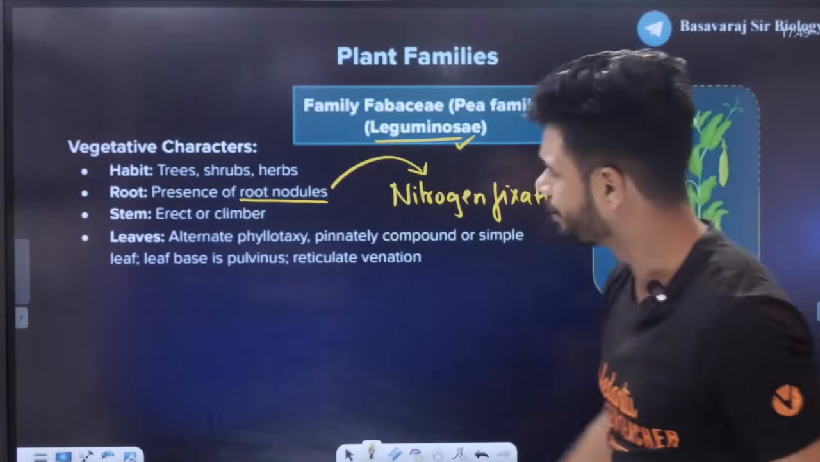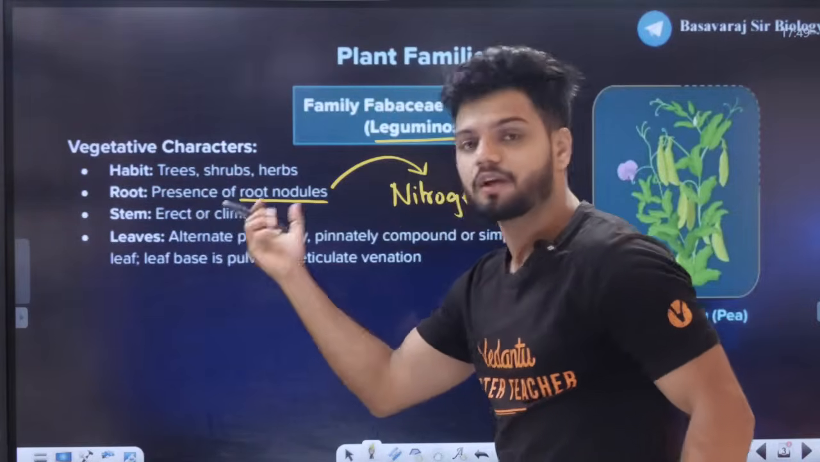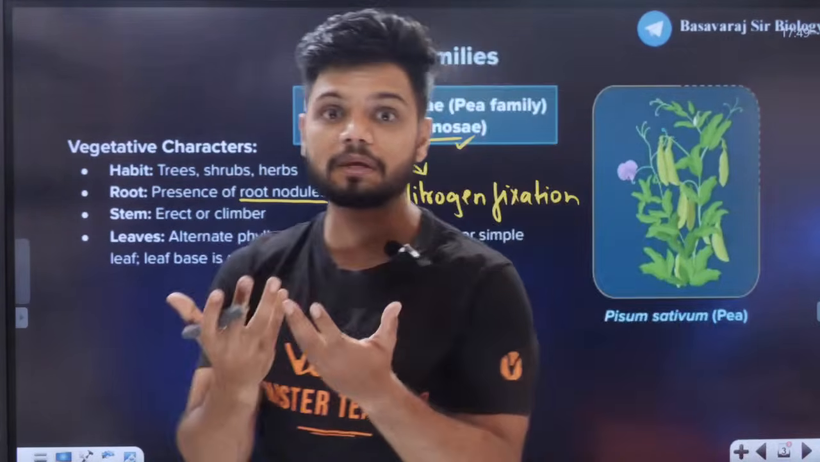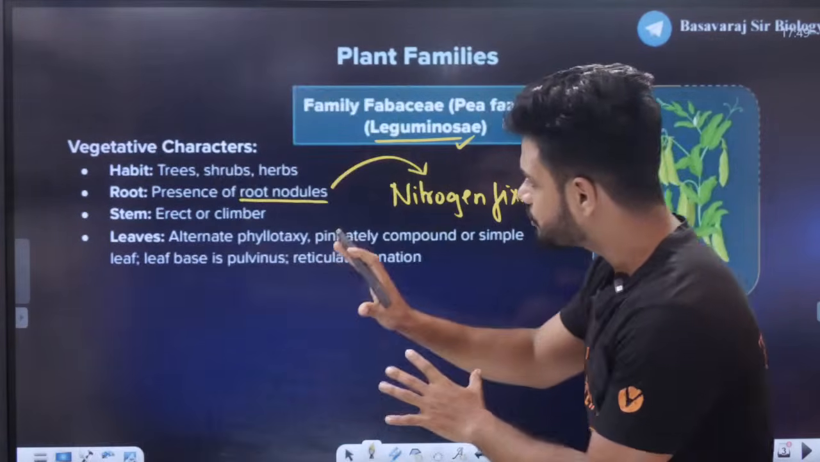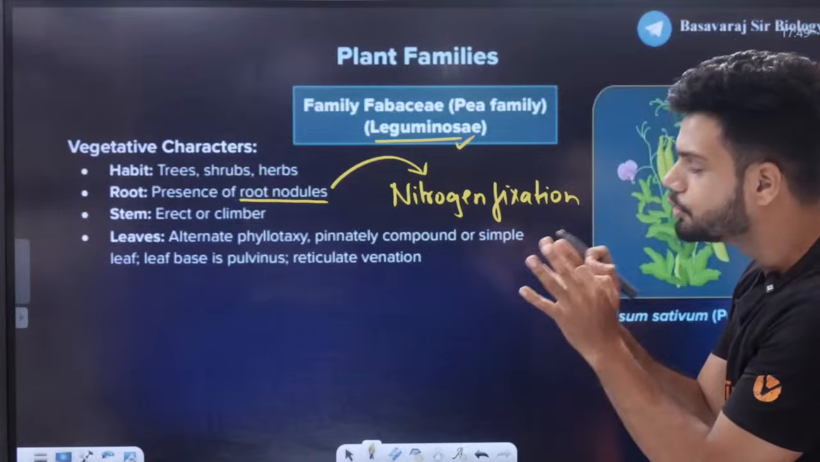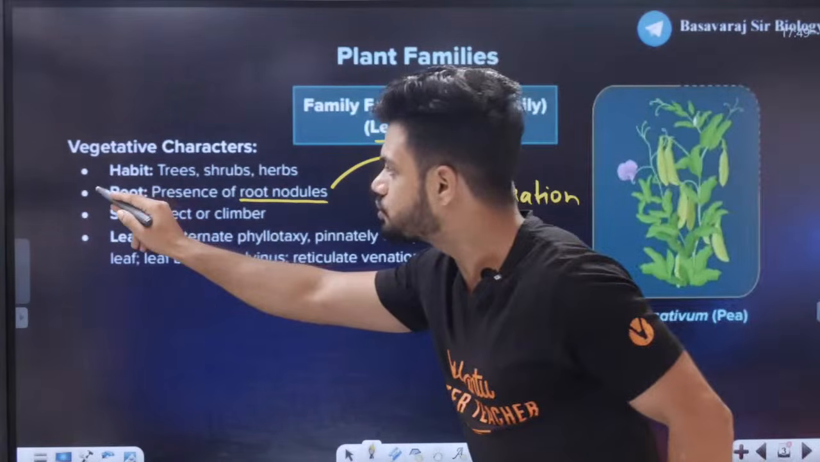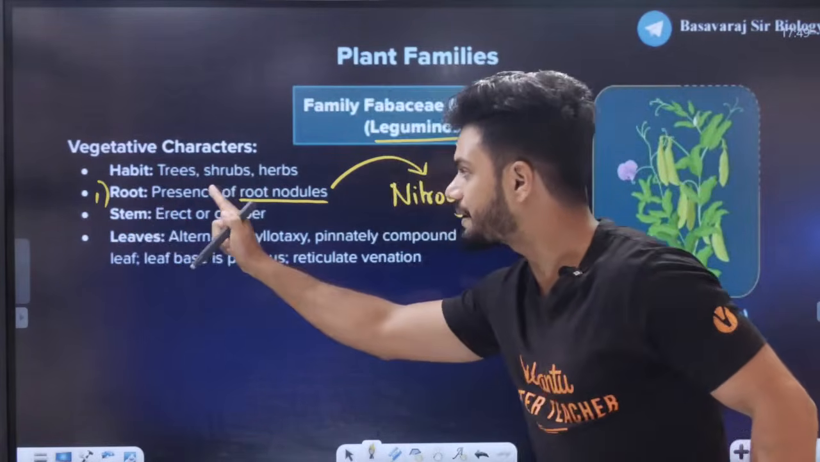Okay. Now, the stem is erect or climbing. You might have seen the pea plant. The pea plant is a bit of a climber. Now here, I'll tell you exactly what you need to remember. The first point which you need to remember is the root, that is, presence of root nodules.